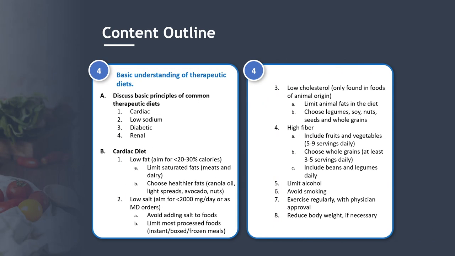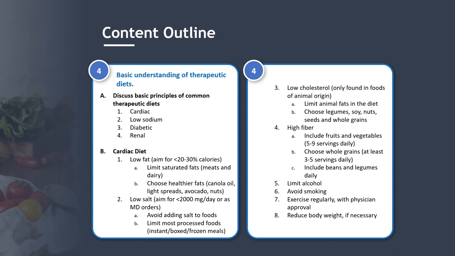Section 4. Basic Understanding of Therapeutic Diets. Discuss the basic principles of common therapeutic diets: cardiac, low sodium, diabetic, and renal. The cardiac diet. Low fat. Aim for less than 20 to 30% calories. Limit your saturated fats, meats and dairy. Choose healthier fats, like canola oil, light spreads, avocado, and nuts.